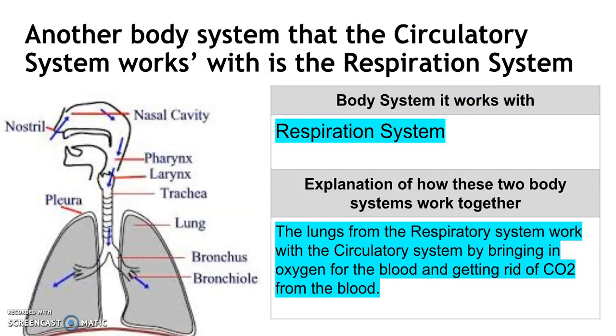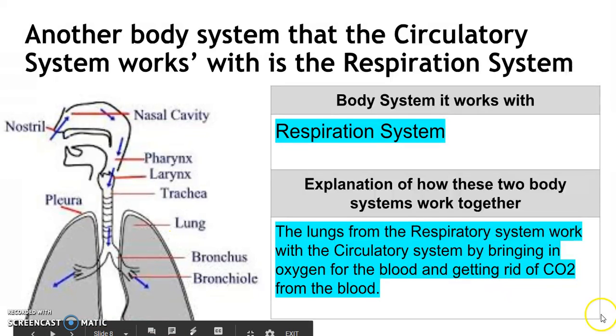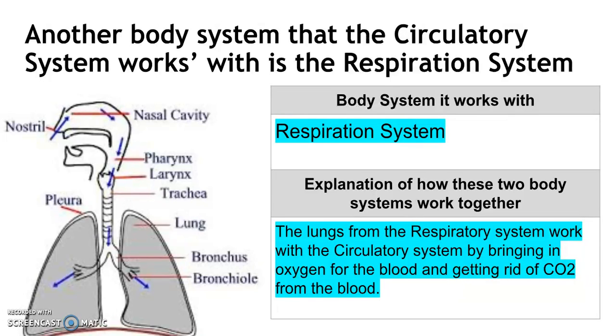All right, you need to be writing this down. So another system that works with the circulatory system would be the respiratory system, or the respiration system. So write that down in your, I believe it's your 3rd column. So how does the respiration system work with the circulatory system? So it says here the lungs, right, from the respiratory system work with the circulatory system by bringing in oxygen for our blood and then getting rid of the CO2 from the blood. So blood goes to your lungs, it gets rid of CO2, and then it also takes in oxygen that's come from your lungs. So you may have to pause to get all of these notes.